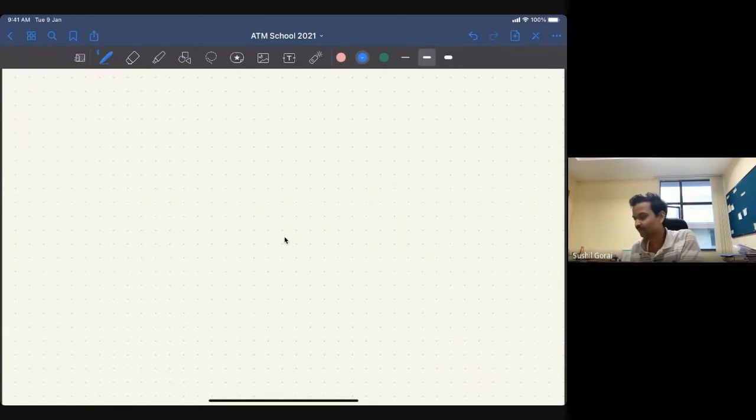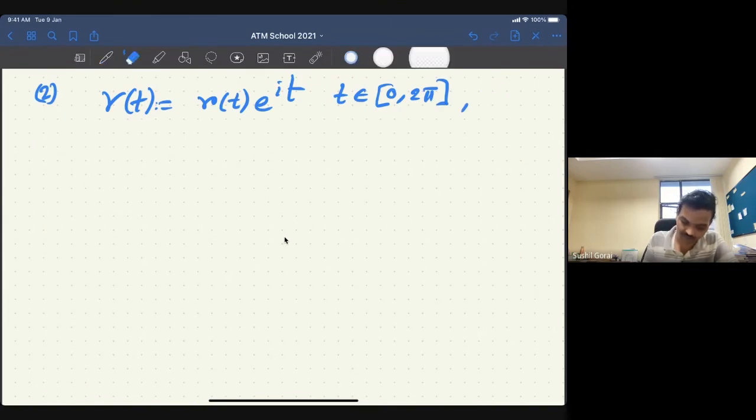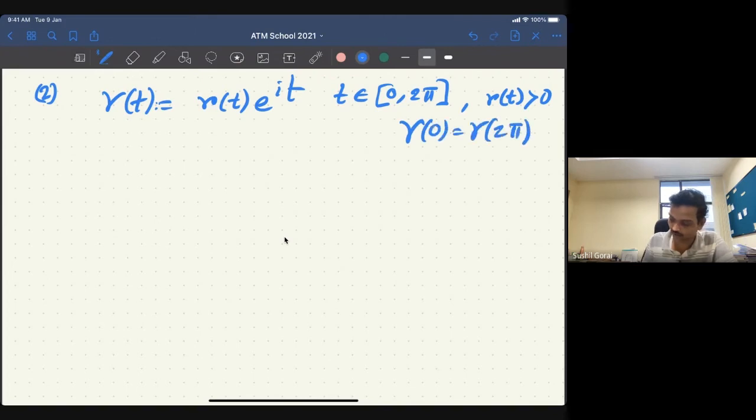So we can look at one more thing. Example 2: look at gamma of t equals r(t) e to the power it, where t belongs to 0 to 2 pi. r(t) is always greater than 0, and gamma of 0 is gamma of 2 pi. So this is making things closed.